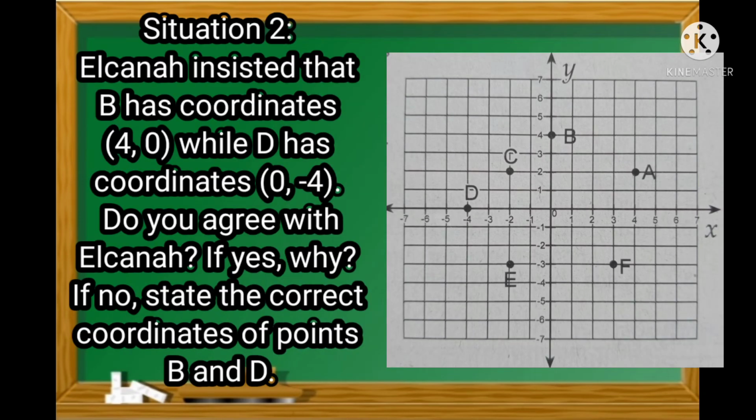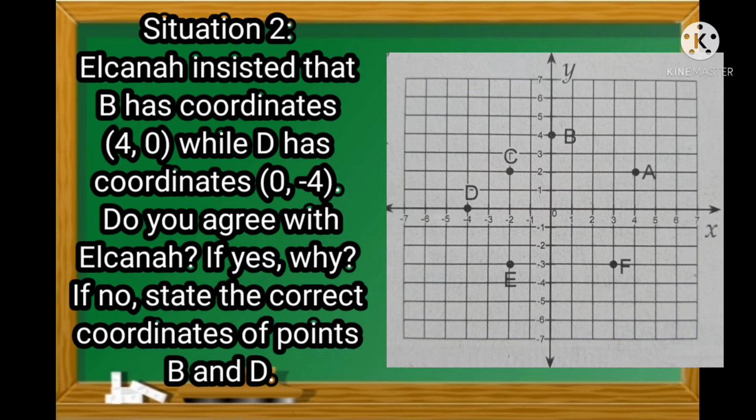Second situation. Elkanah insisted that point B has coordinates (4, 0), while point D has coordinates (0, -4). Do you agree with Elkanah? If yes, why? If no, state the correct coordinates of points B and D. What is your idea on this? What's in your mind, Zafera? Would you like to share it to the class?